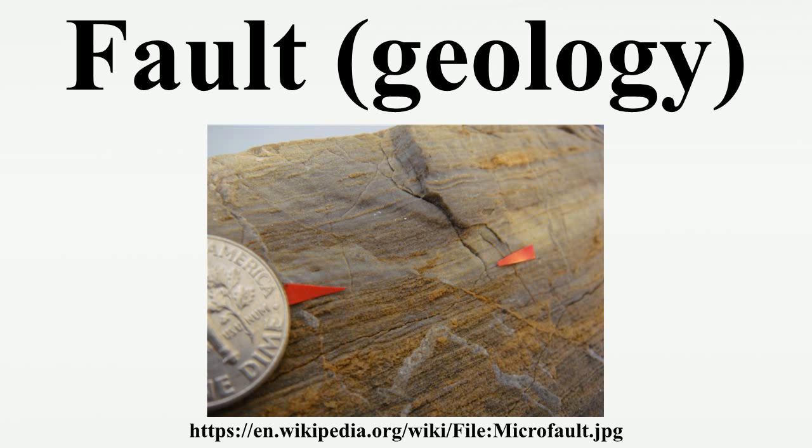A reverse fault is the opposite of a normal fault. The hanging wall moves up relative to the footwall. Reverse faults indicate compressive shortening of the crust. The dip of a reverse fault is relatively steep, greater than 45 degrees.